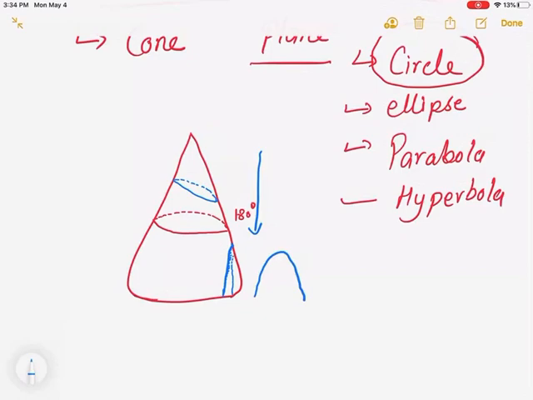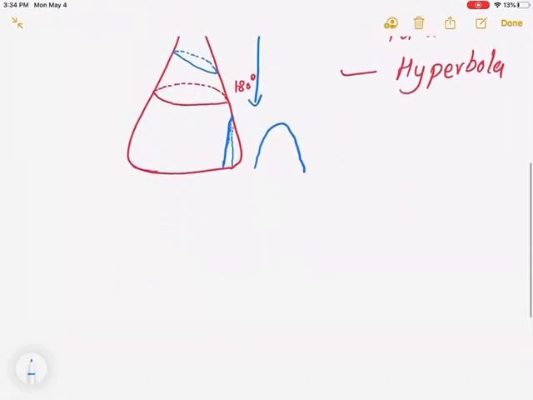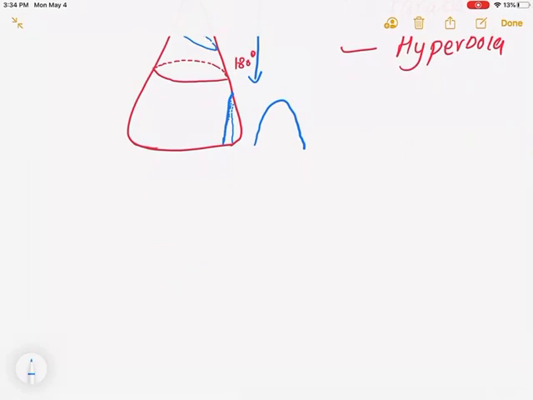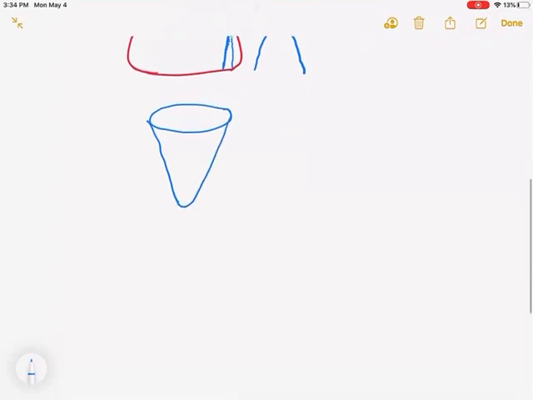How do we get our fourth one? For that, you have to have 2 cones. Let's say both cones are kind of stacked on each other. So that's my first cone.